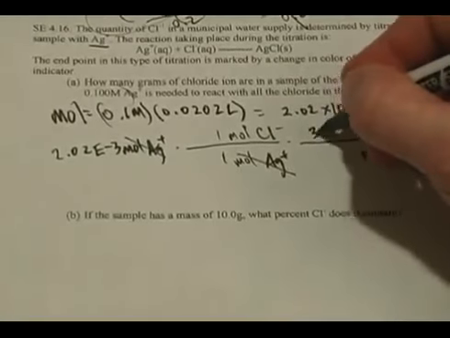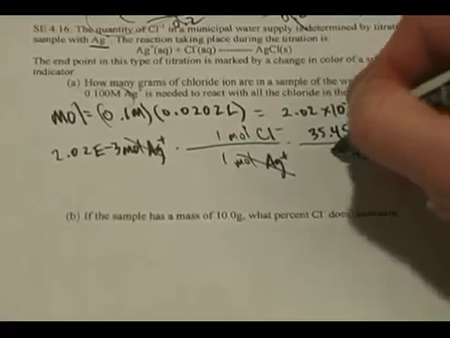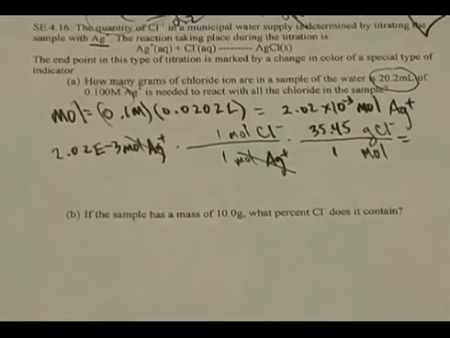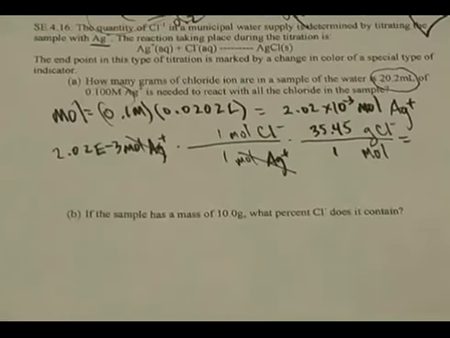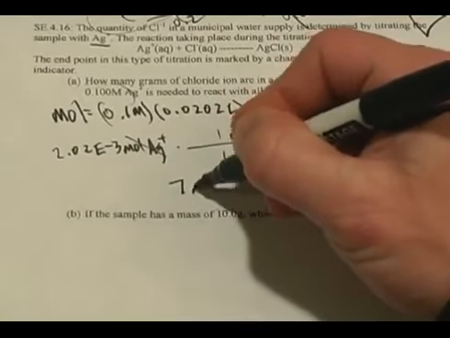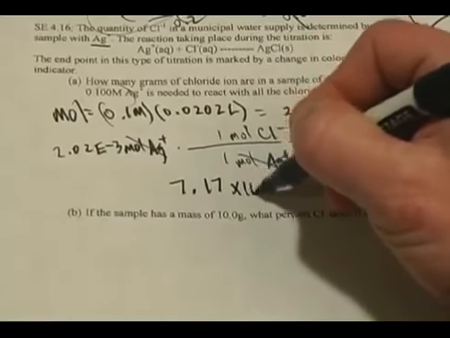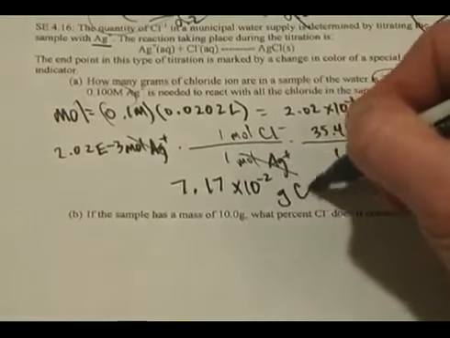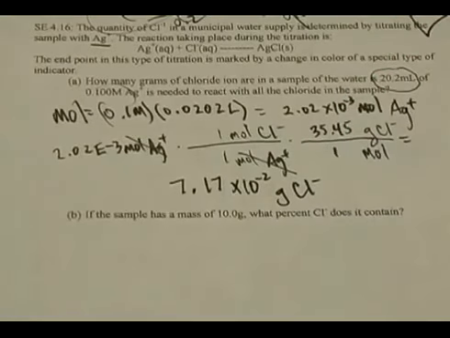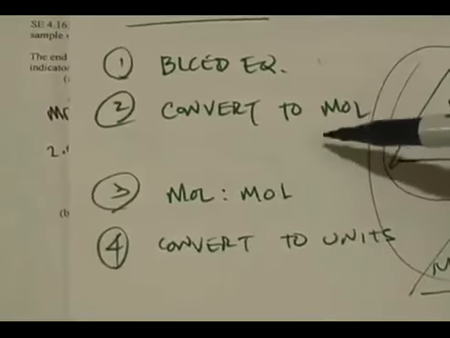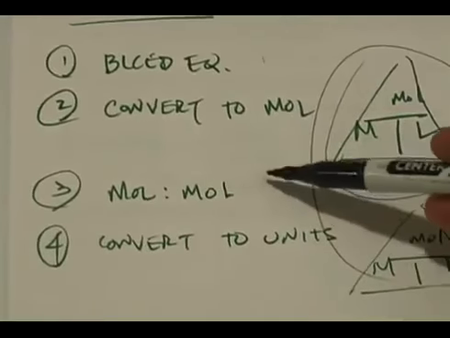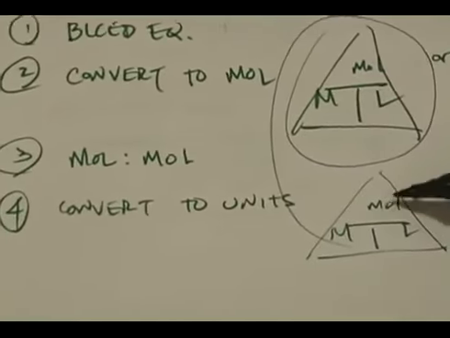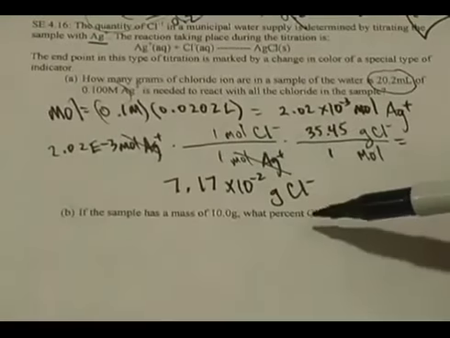35.45 goes right in here in 1 mole. And if I multiply those critters together, I end up with 7.17 times 10 to the negative 2 grams of chloride ion in there. So going through those steps once again, we did the balanced chemical equation that was given to us. We converted to moles using the molarity triangle. We used the mole-to-mole ratio from the balanced chemical equation. And then we converted to the units. And actually what they asked for here, they asked for grams.